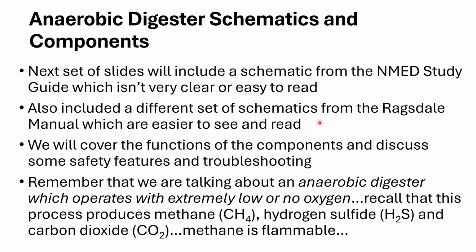And I blew them up for the entire slide, okay? We're going to cover the functions of the components and discuss some safety features and troubleshooting, okay? But remember, we're talking about an anaerobic digester, with no oxygen. That process is going to produce methane, CH4, hydrogen sulfide, H2S, and carbon dioxide. Remember, methane is flammable, okay?